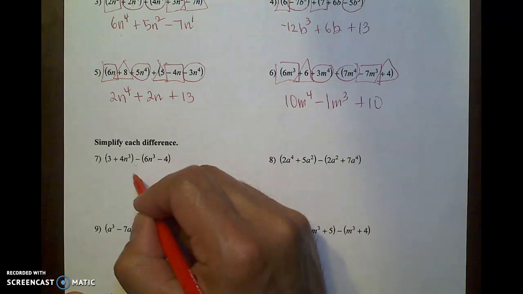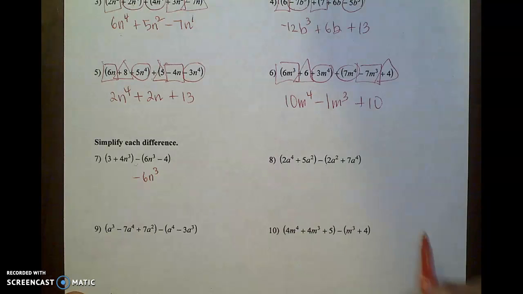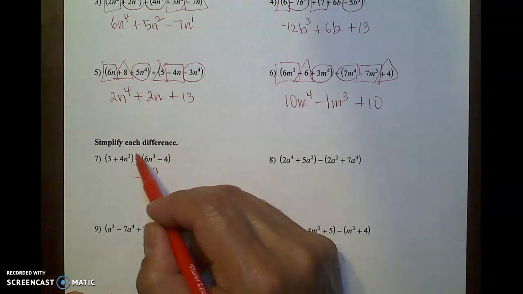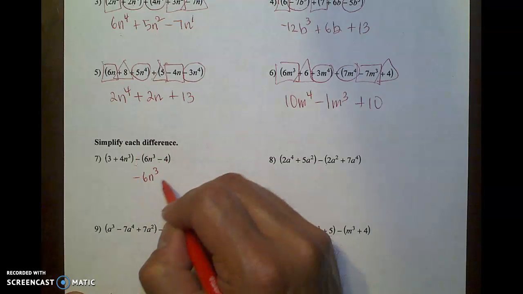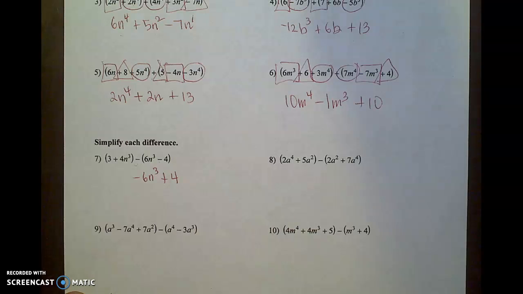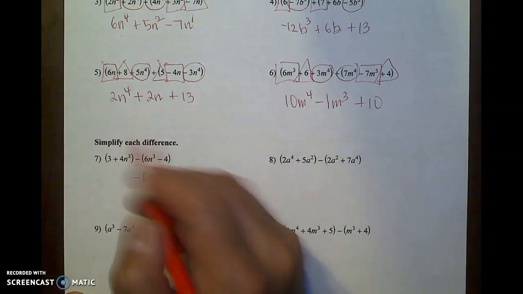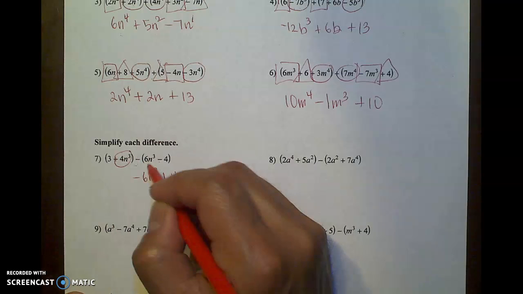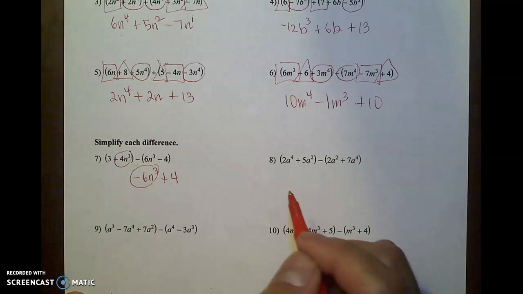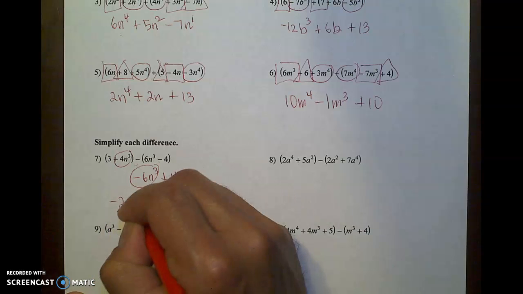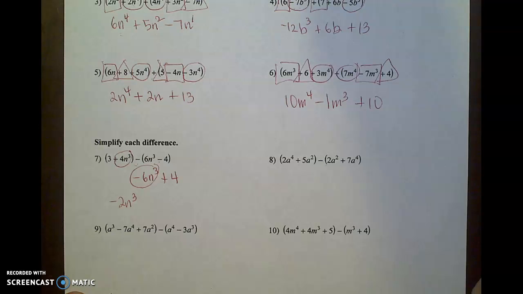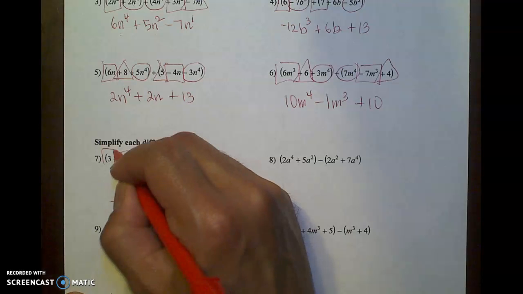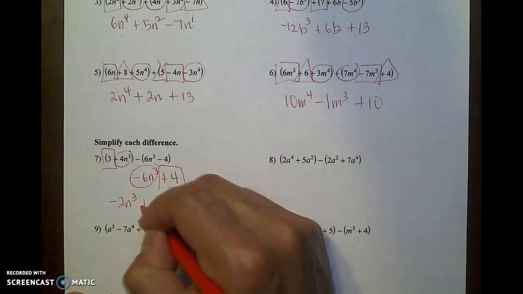So this 6n cubed now becomes a negative 6n cubed. And this negative 4, when you distribute that negative, becomes a positive 4. Okay, so the first thing you got to do when you're doing subtraction, you have to distribute the negative. Alright, so once you do that, now you can go ahead and look for like terms. Here I have a 4n cubed and a negative 6n cubed to get me negative 2n cubed. I've got a 3 and a 4 to get 7.